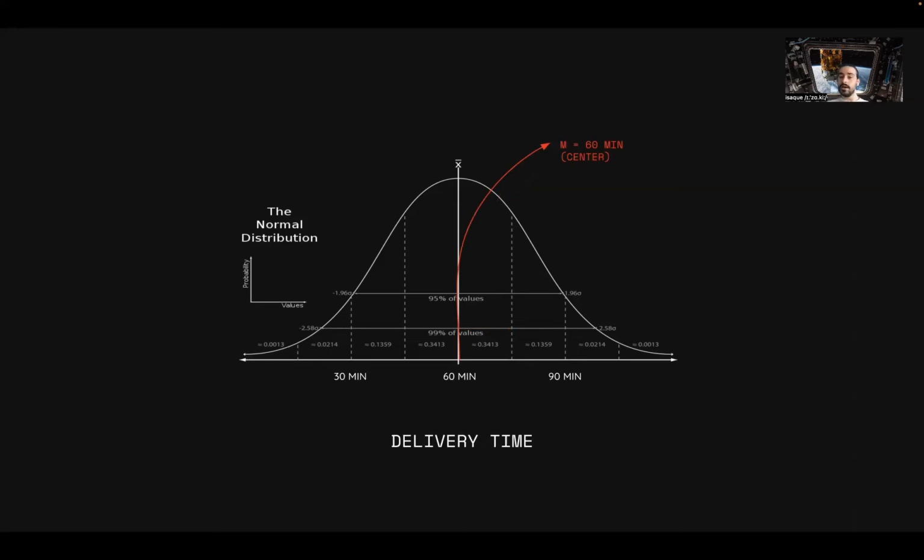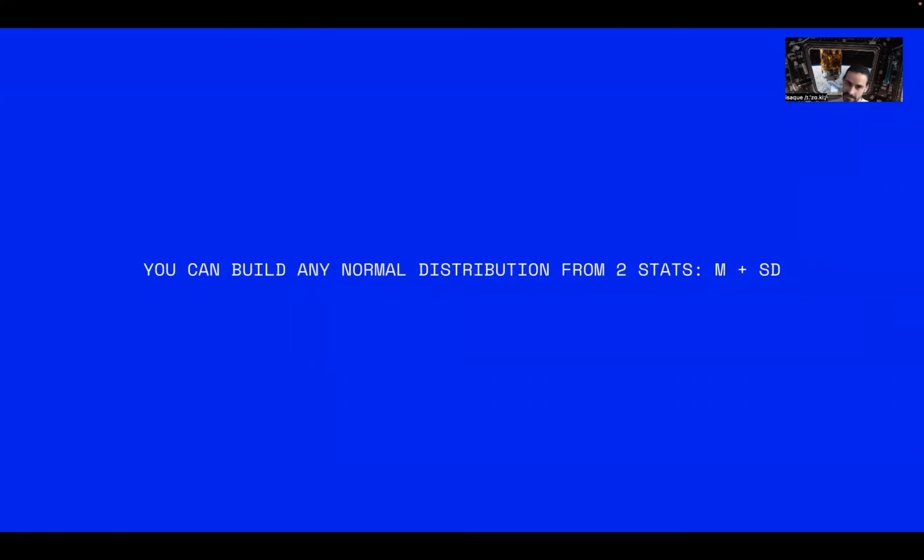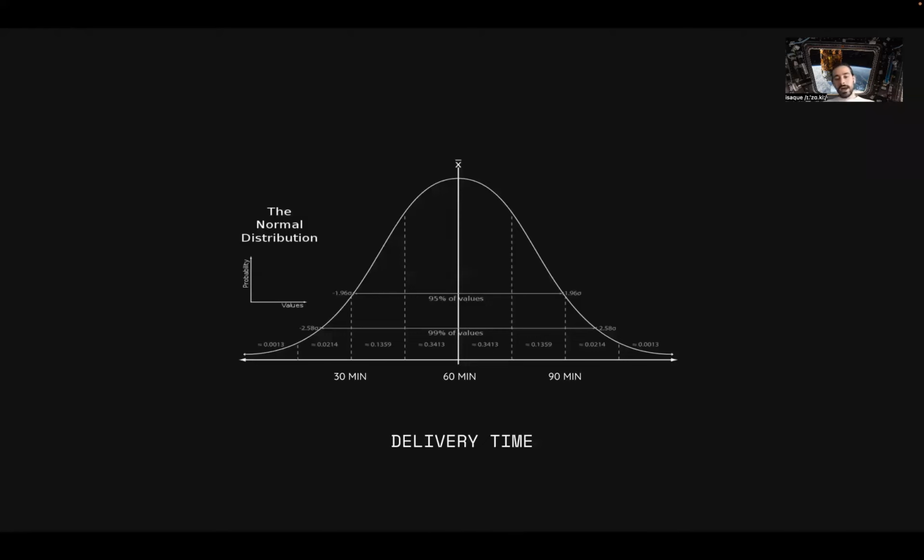On the other hand, we have the mean. The mean is the 60 minutes, which is the thing that's going to tell us where the center of this distribution is. So why am I saying that? Because you can build any normal distribution from only two stats, mean and standard deviation. So how do we do that?